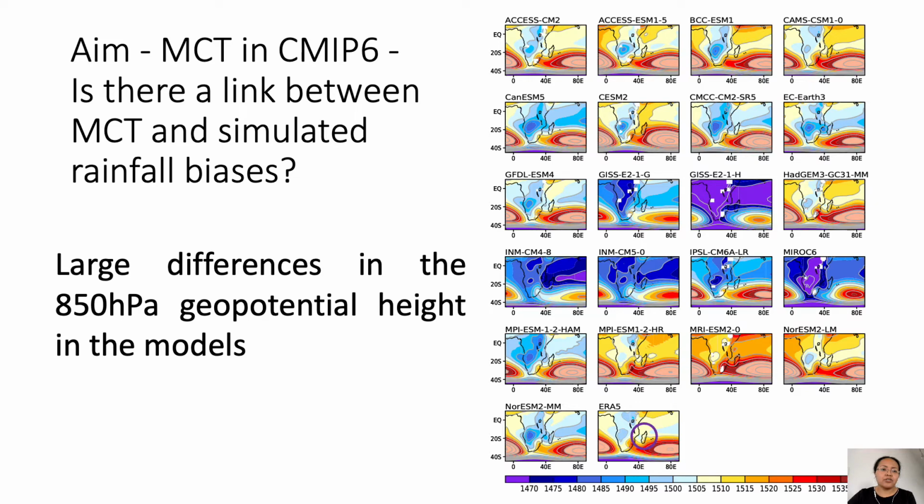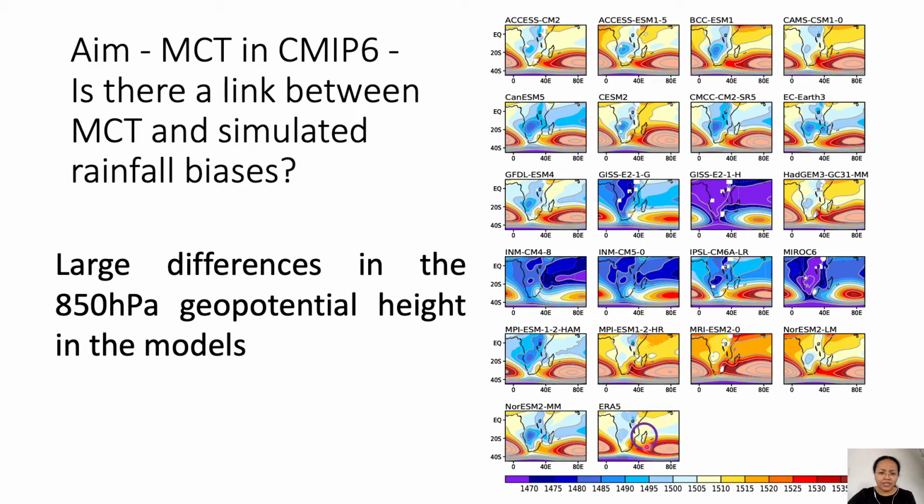So based on those two previous studies, the aim of this work is to investigate how the Mozambique channel trough is represented in the CMIP6 models and to analyze if there is any link between the MCT itself and the simulated rainfall biases. The figure I'm showing here on the right is the 850 hectopascal geopotential height in the models and in the ERA5, which is down here.